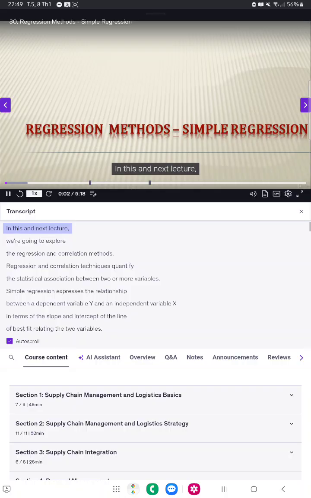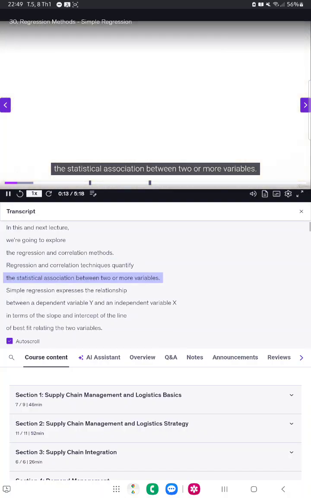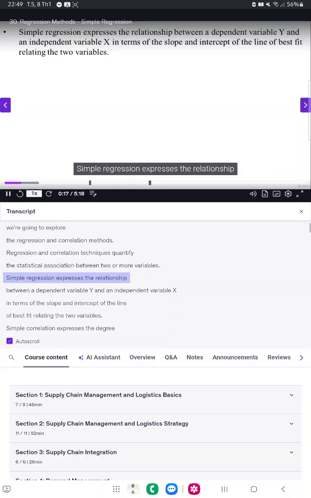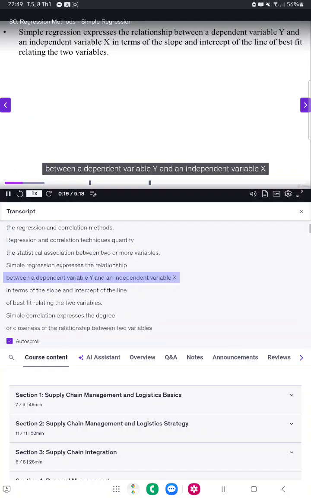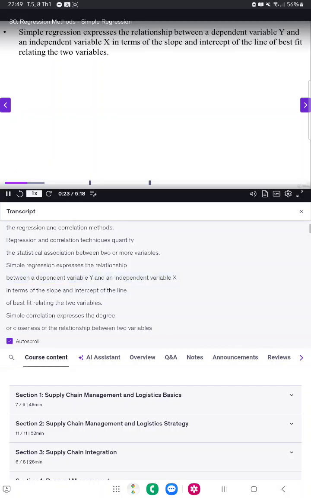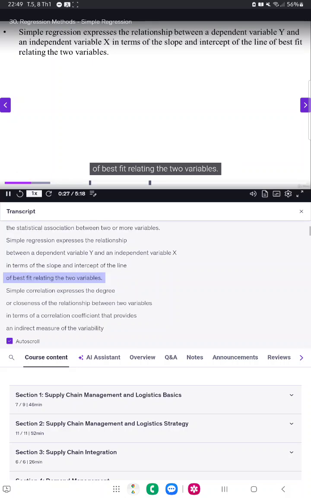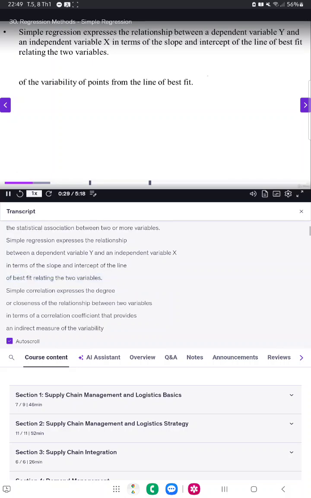In this next lecture, we are going to explore the regression and correlation methods. Regression and correlation techniques quantify the statistical association between two or more variables. The simple regression expresses the relationship between a dependent variable y and an independent variable x in terms of the slope and intercept of the line of best fit relating the two variables.